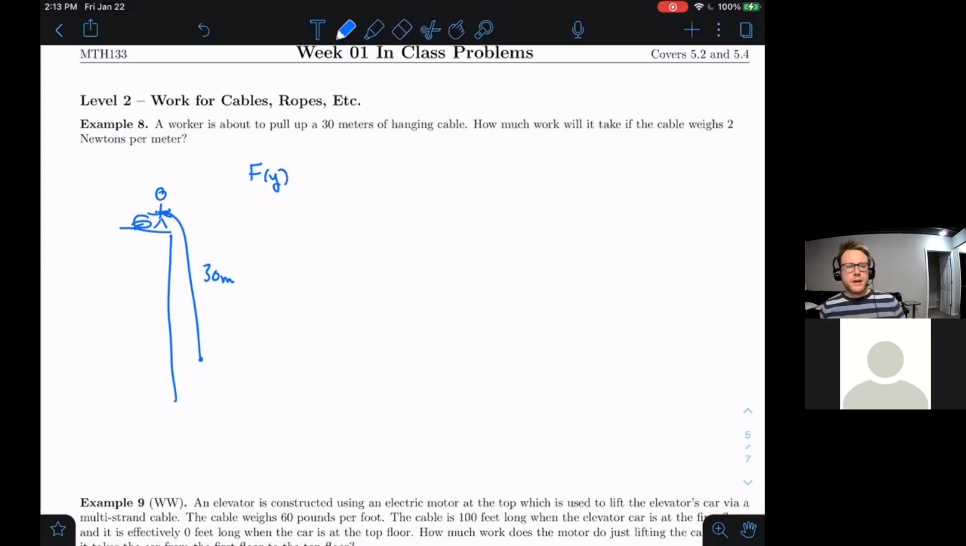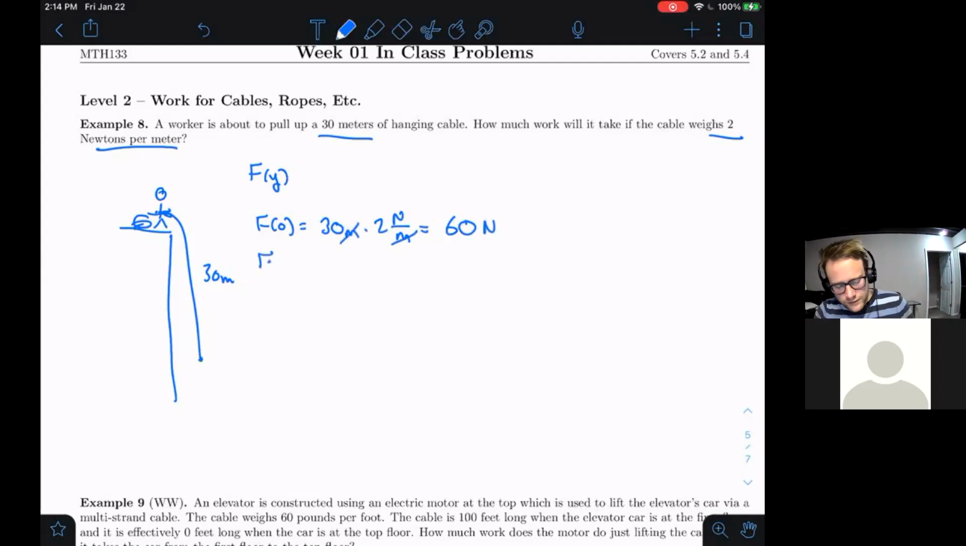But let's think a little bit, my y is going to be how much I've already lifted. So if I think about how much force is being applied if I haven't lifted any cable, 0 is how much I've lifted up so far. Well, it's 2 newtons per meter, and we have 30 meters. I haven't lifted up any yet, so all 30 meters is still hanging off of this cliff. So 30 meters times 2 newtons per meter, the total force is going to be 60 newtons.